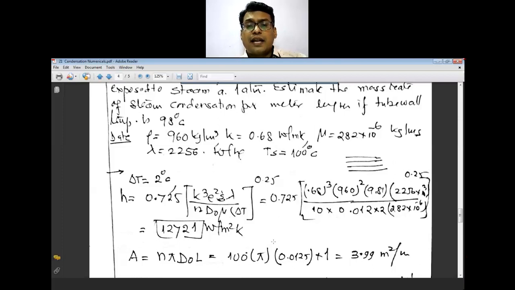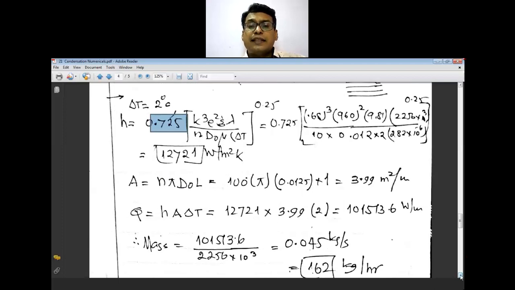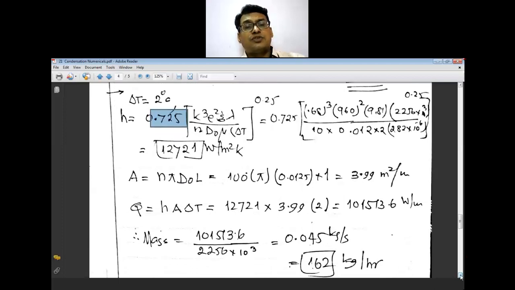So the N becomes your 10 vertical tubes, and DO is the outside diameter of the tube, which is 12 mm, and these are your horizontal tubes. So your formula is 0.725 into K cube rho square G into lambda upon N DO into mu into delta T. The surface area is N into pi DO into L. N is your number of tubes in vertical direction.